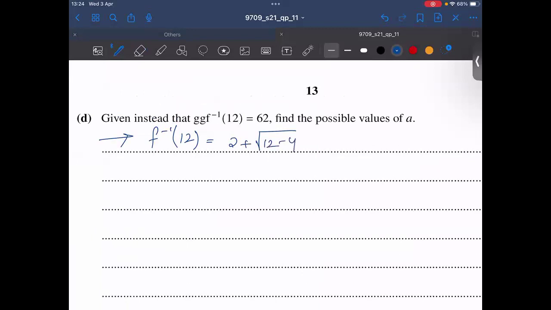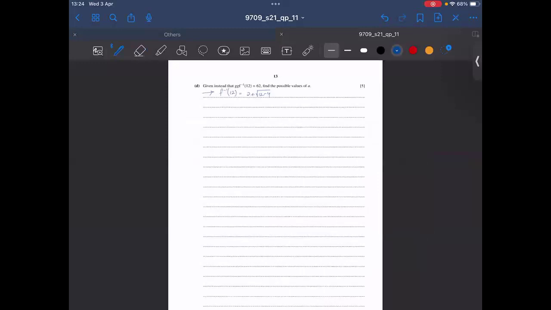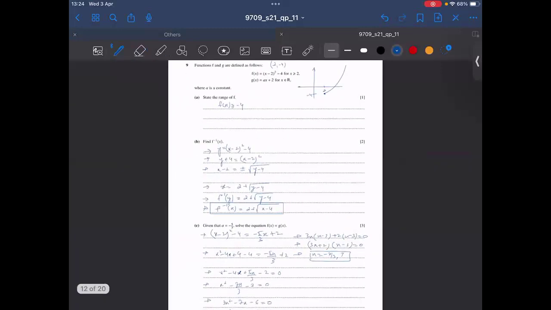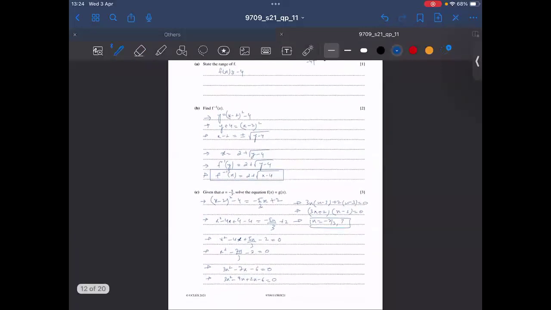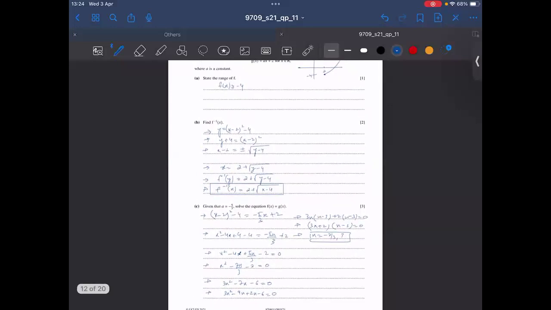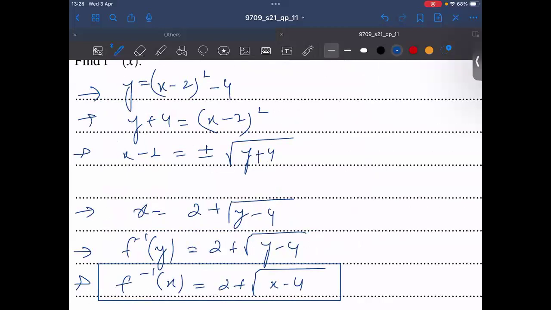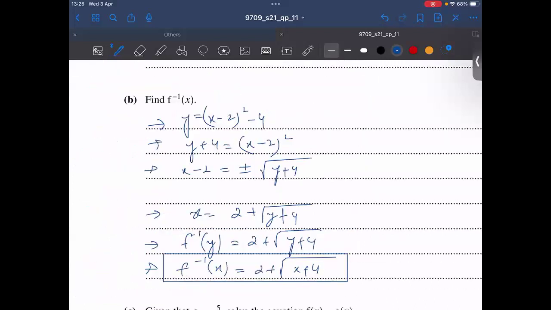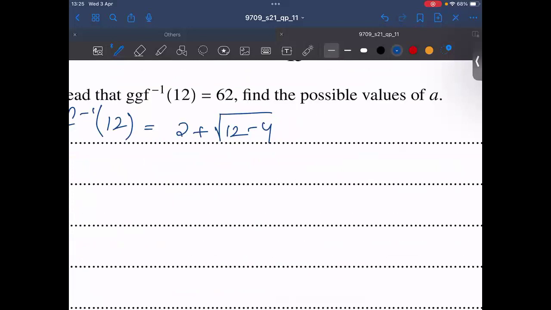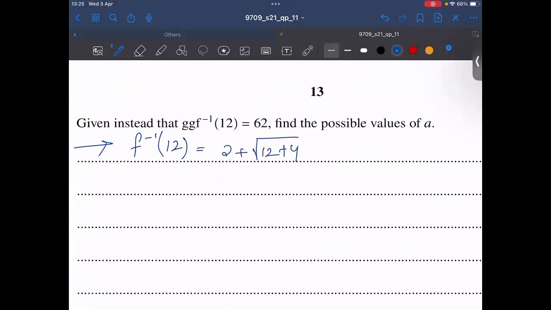12 minus 4, that's what you're getting. 2 plus square root of x minus 4. No, this is x plus 4. Twelve plus 4, so it's going to be 16, square root is 4, plus 2 is 6.